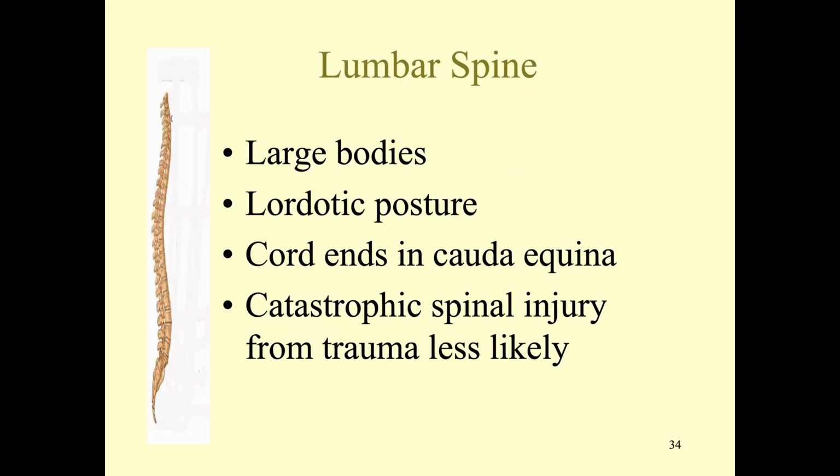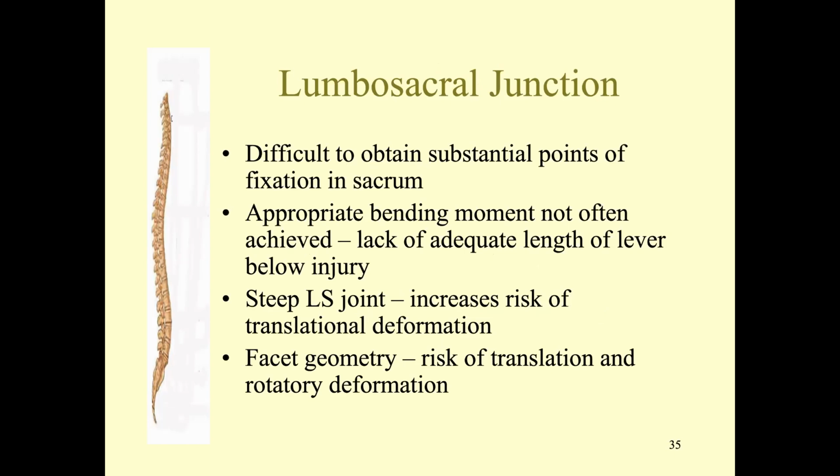Lumbar spine has large bodies and lordotic posture. There is no cord, it's only the cauda equina. So catastrophic spinal injury from trauma is much less likely. Again, the lumbosacral junction, we already discussed this. The LS joint is almost vertical, in the coronal plane, so usually the mobility is restricted. And so listhesis occurs more frequently at L4-L5 than at L5-S1. That little bit away from the coronal plane of the L4-5 joint makes it more vulnerable than the L5-S1 joint. So one must remember the facet joint geometry, the angles at which it is attached, and how to find the facets, and then you will not go wrong.